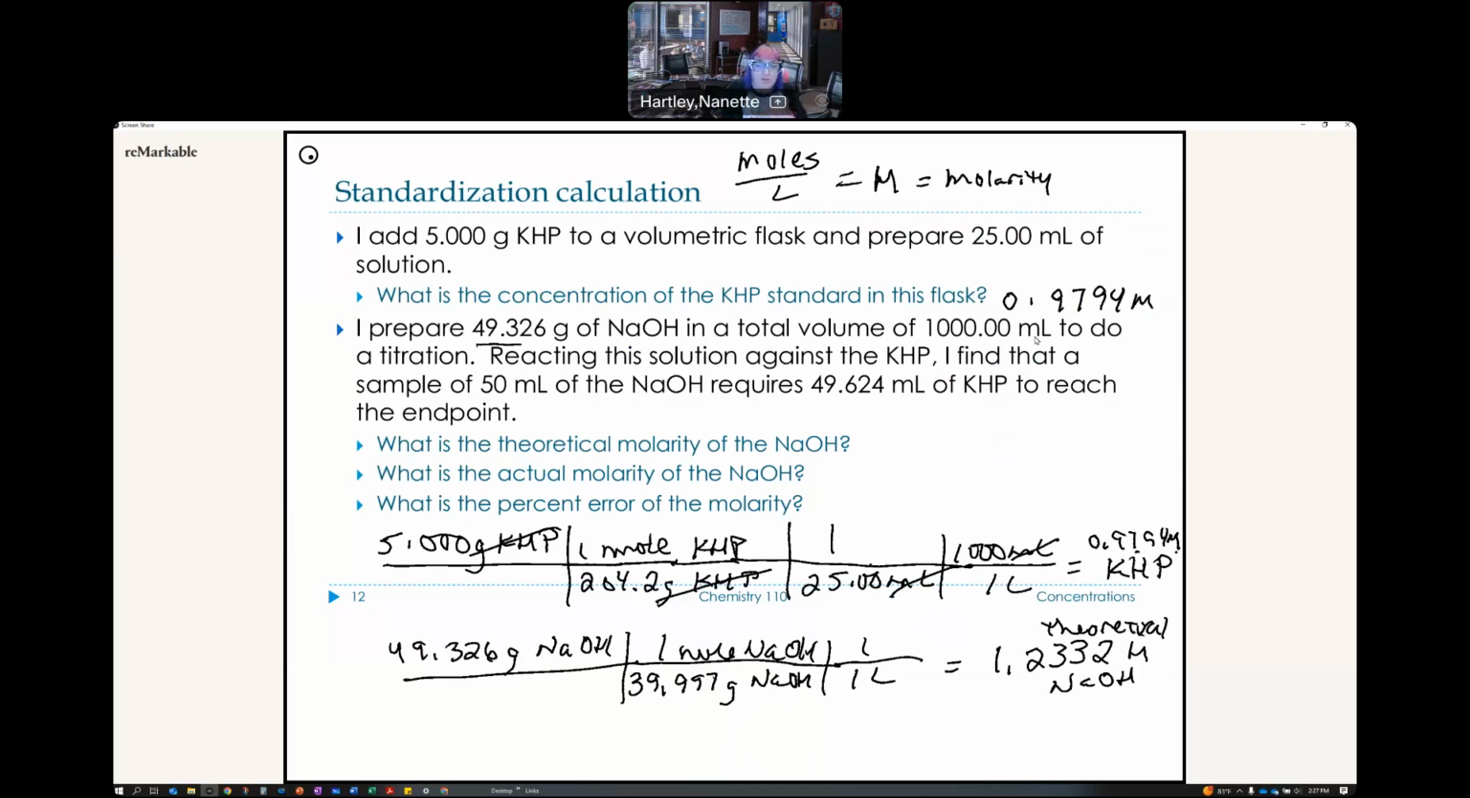Now, my actual is going to be based on the titration that I did against the KHP. So I need to look at this reaction that I did. So I reacted KHP plus NaOH. And when I did that, I end up with an NaKP plus H2O. I know that looks really weird, but that's what's left. So if I take out this H that reacted with the OH here, because that's what happens, I'm left with the KP plus the Na.